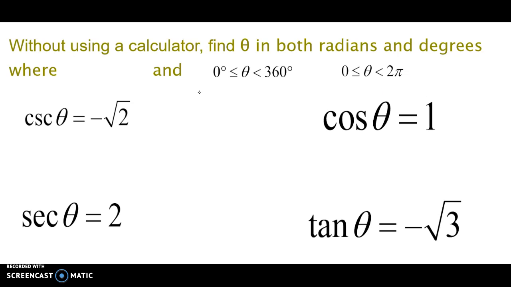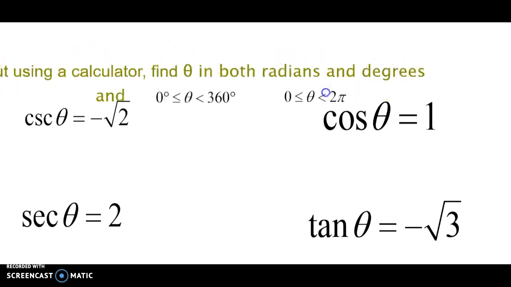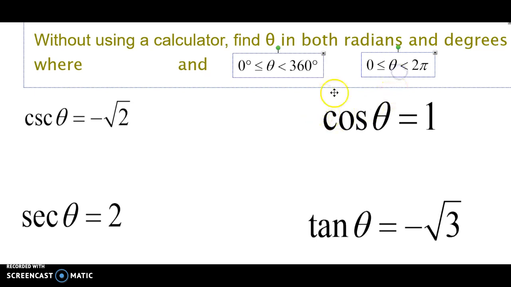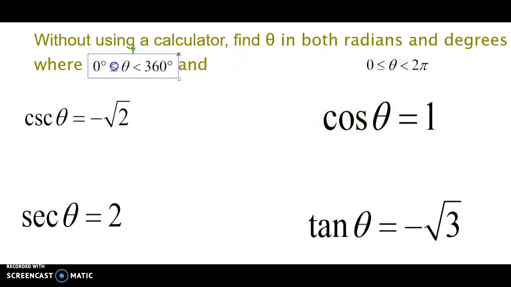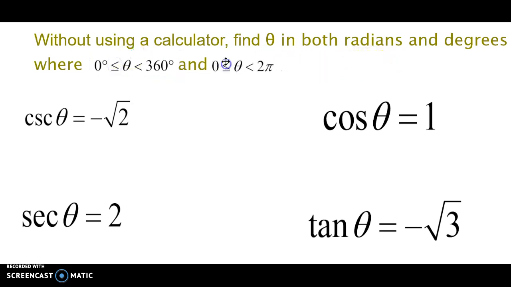Where, I think this is supposed to be for there. Oops, but I can't move it. Oh, maybe I can. But anyway, just between these two domains, 0 to 360 and then 0 to 2 pi. All right, so go ahead, put me on pause. You can do this. If you don't do it now on your own, you're never going to learn.